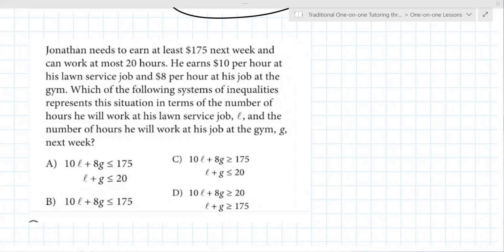So, which of the following systems? Sorry, I'm reading this way too many times. That's okay. No, this is good. It's good to read it and reread it. Represents the situation in terms of number of hours he will work at the lawn service. So A and B are out. Why are they out? Because it says at most instead of at least, and he needs to earn at least 175. Okay, good.